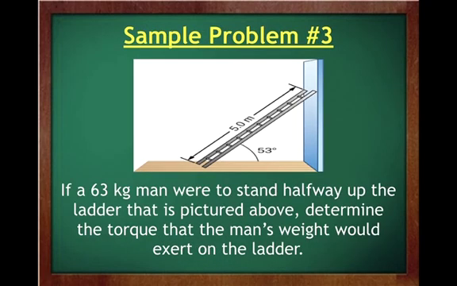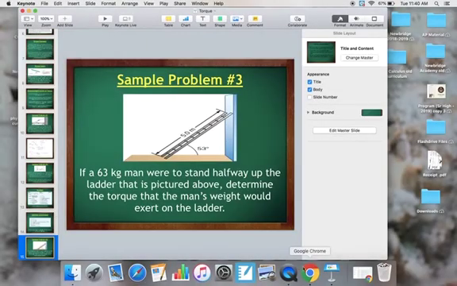All right, so let's take a look at number 3. So in this one, if a 63 kilogram man were to stand halfway up the ladder that is pictured above, which clearly the ladder has a length of 5 meters and is set up against a wall at an angle of 53 degrees with the floor, determine the torque that the man's weight would exert on the ladder. Okay, so let's go through that one, redraw that picture again.